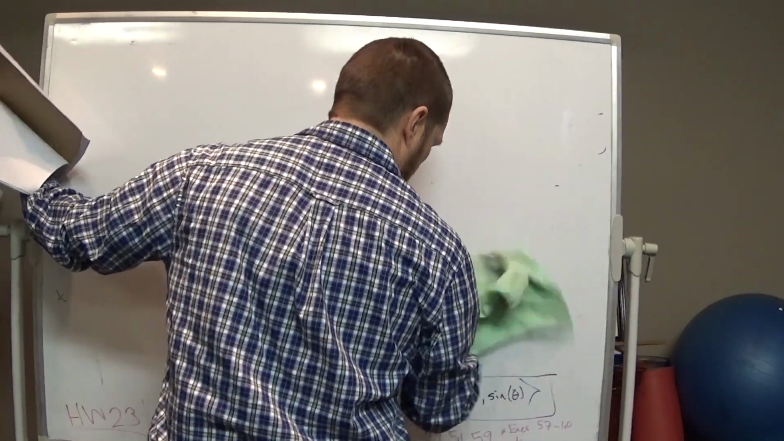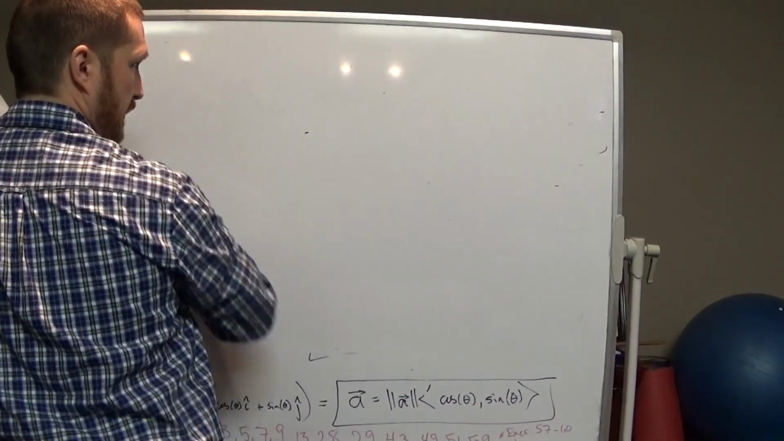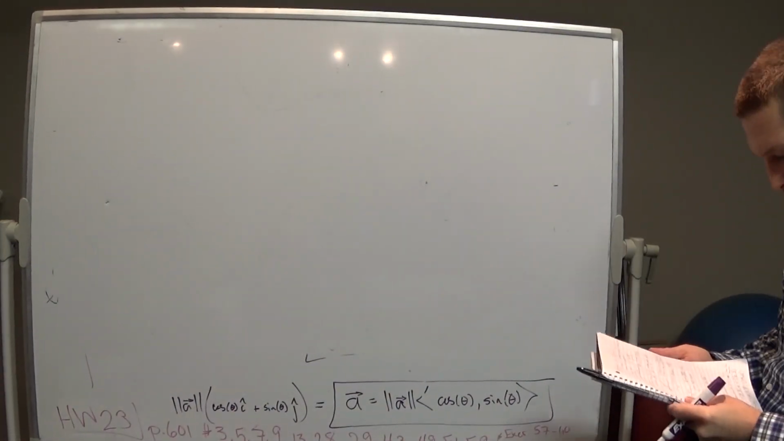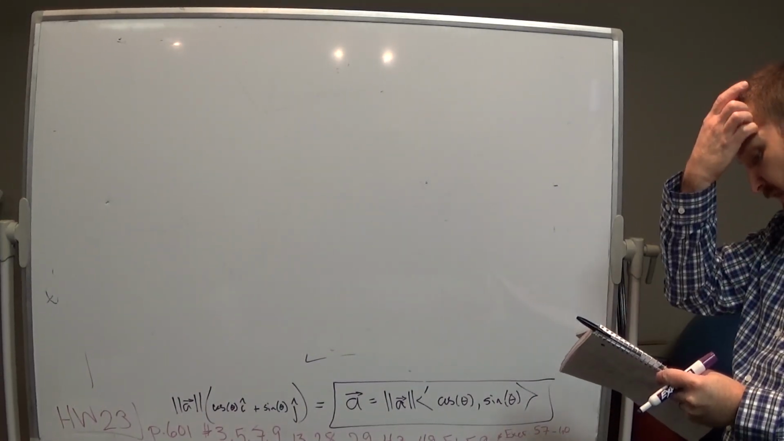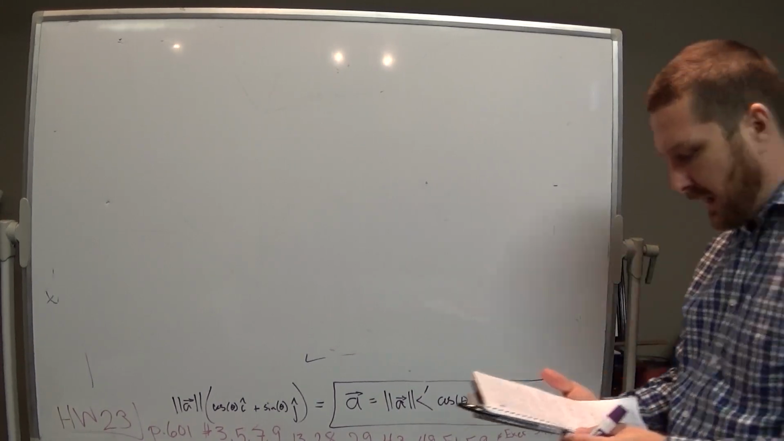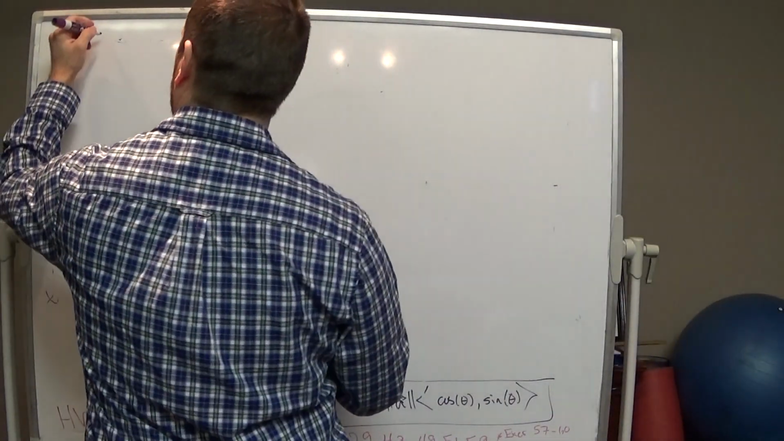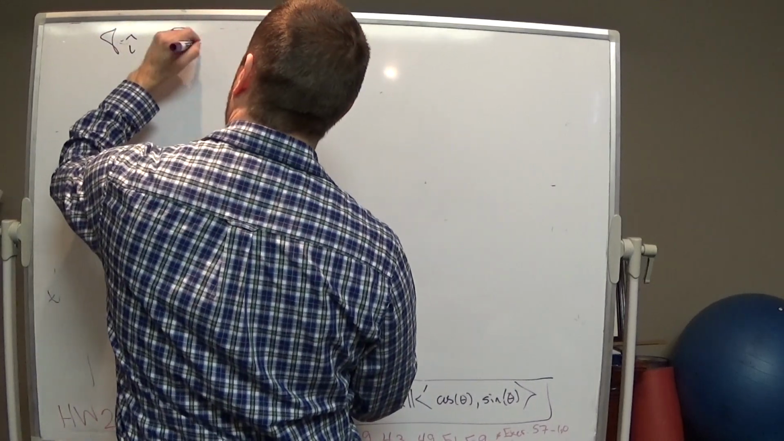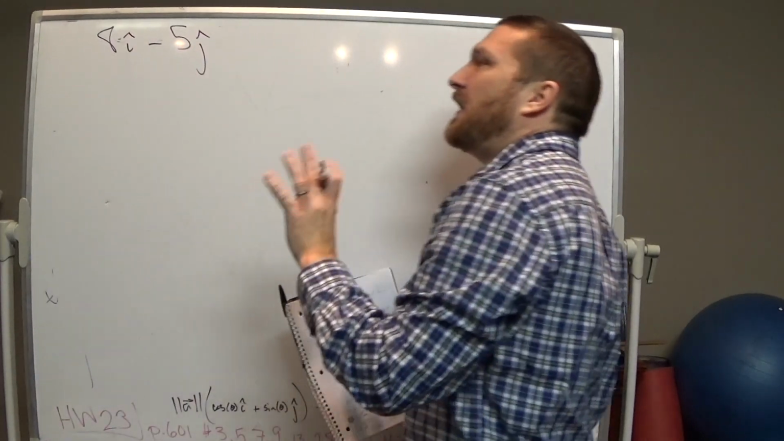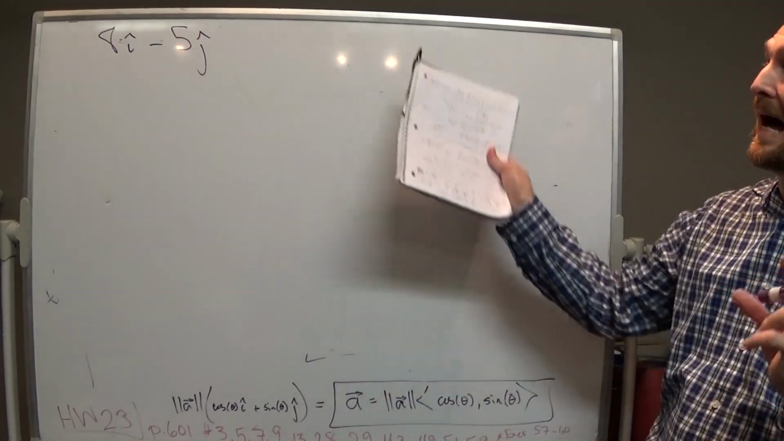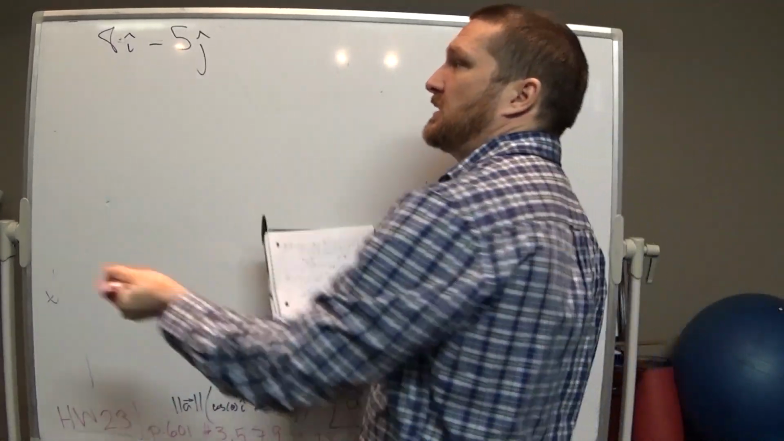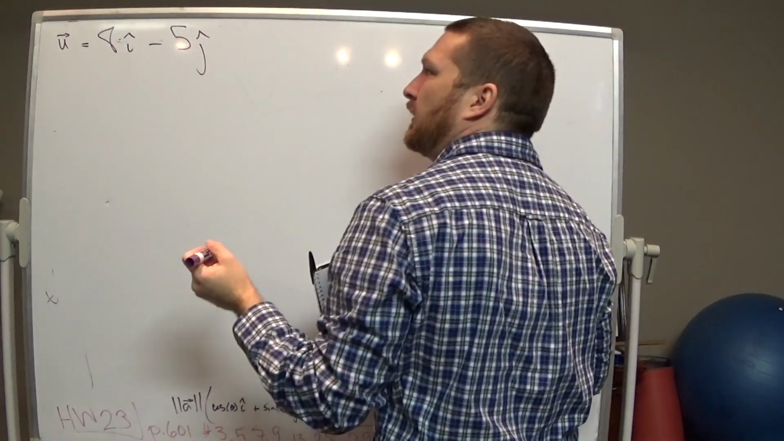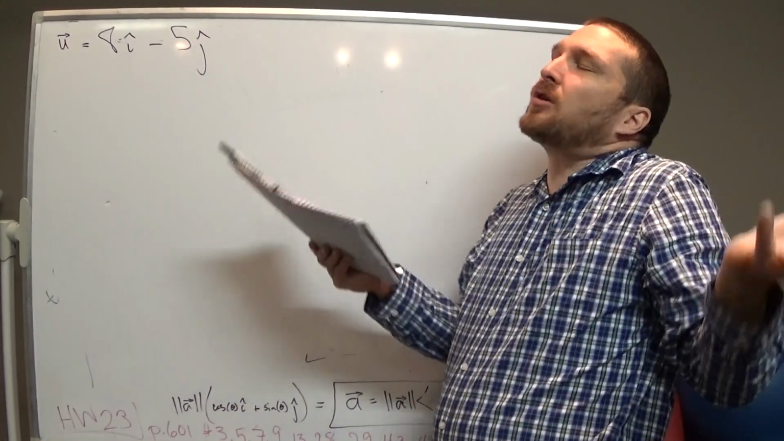Okay, so there's all that. More stuff we can do with all this. Let's see. Okay, find a unit vector in the opposite direction of 8i-hat minus 5j-hat. So we want to find a unit vector in the opposite direction of this. Let's give this a name. Let's call it u.